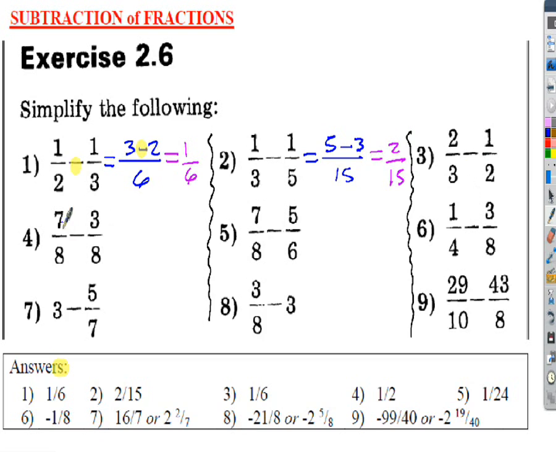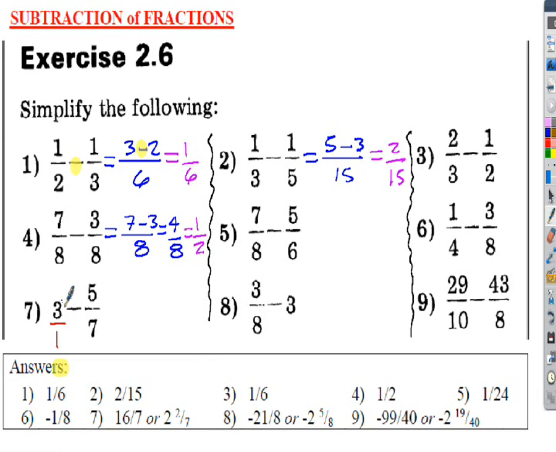Question 4, we've got 7 eighths, subtract 3 eighths. Now because the denominator is the same, this makes the sum very easy. They both have the same denominator of 8, so it's simply going to be 7 subtract 3 in the numerator, so that will become 4 upon 8. And don't forget, we can cancel that down to its simplest terms. That's actually a half, or 1 upon 2.